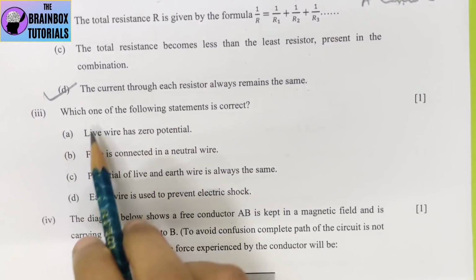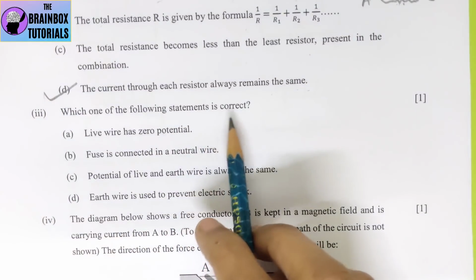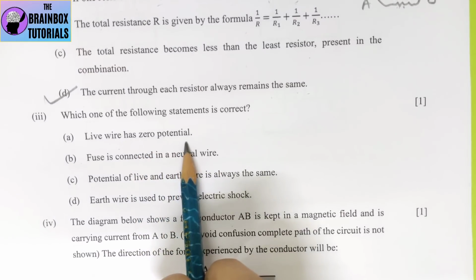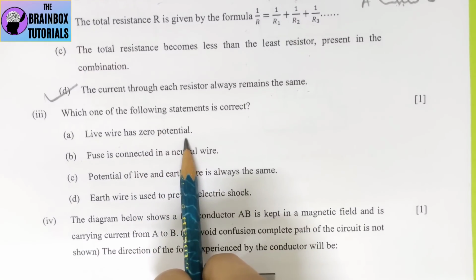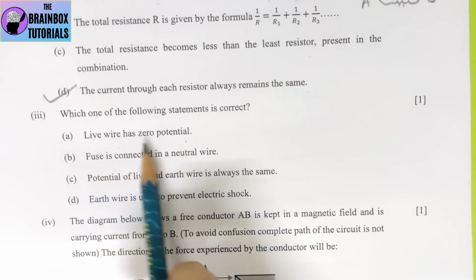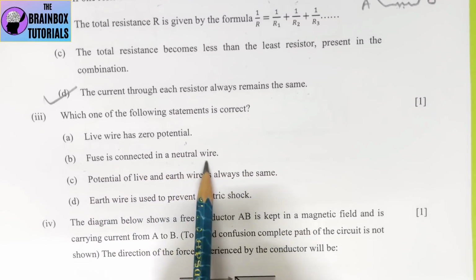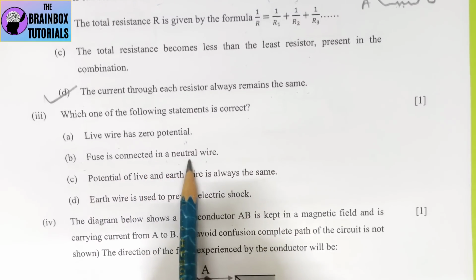Number 3. Which one of the following statements is correct? Number A. Live wire has 0 potential. No, this is not true. Actually, the neutral wire has 0 potential. Number B. Fuse is connected in a neutral wire. No, that is connected in a live wire.